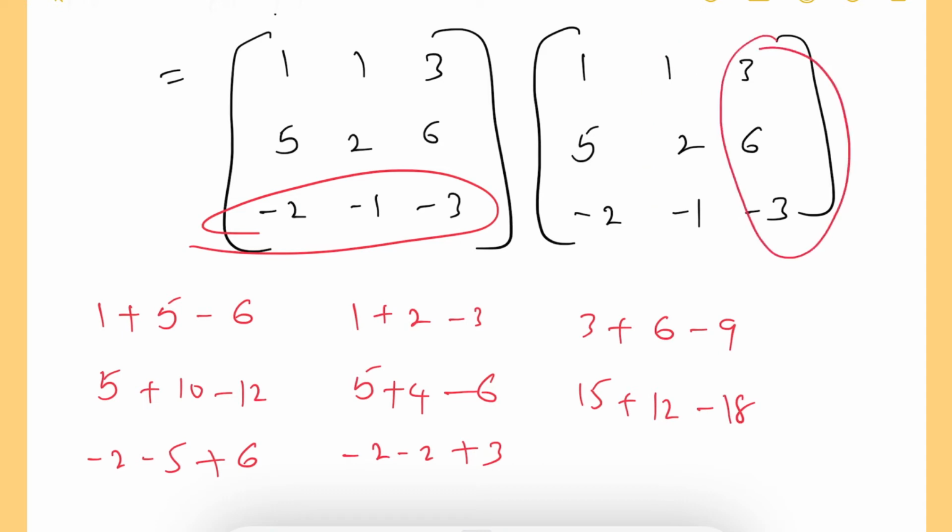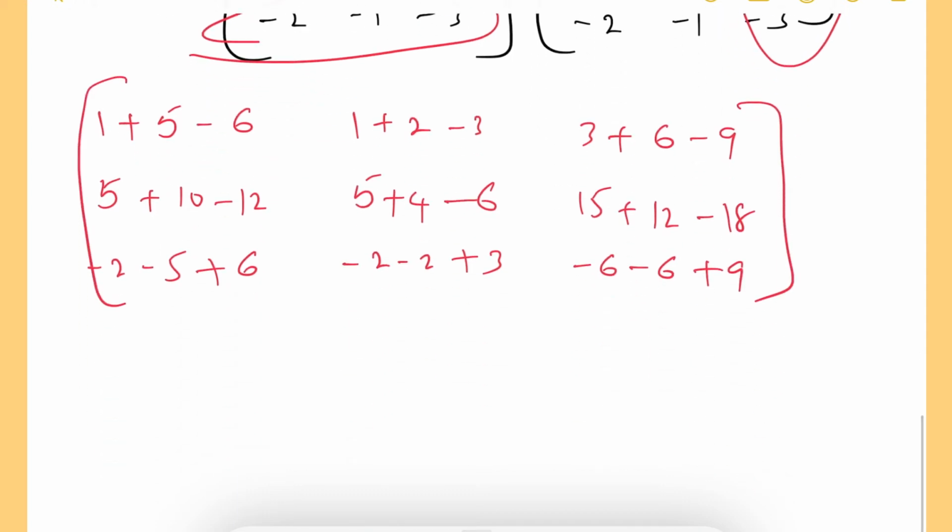Next, third column. Minus 2 into 3, minus 6. Minus 1 into 6, minus 6. Minus 3 into minus 3, plus 9. Okay, then let us simplify this now. 1 plus 5, 6; 6 minus 6, 0. 1 plus 2, 3; 3 minus 3, 0. 3 plus 6, 9; 9 minus 9, 0. 5 plus 10, 15; 15 minus 12, 3.